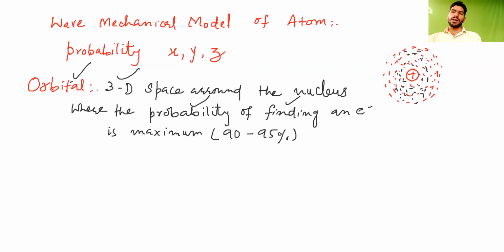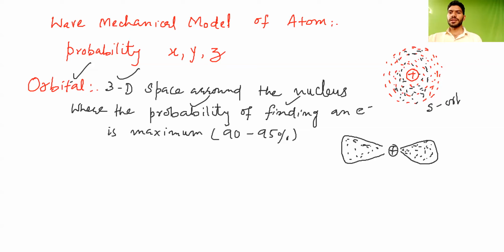For example, let me write, this is the nucleus. Let's say the electron density is in this region. That is the probability of finding an electron. It will be maximum in this lobe here. We will discuss this; this is one of the orbitals, known as the p orbital. We have different types of orbitals. This one above has a spherical shape and is known as the s orbital. Similarly, this one is known as the p orbital. So any orbital is the 3D space around the nucleus where the probability of finding an electron is maximum, 90 to 95%. Got it?